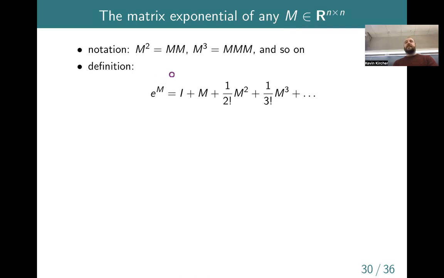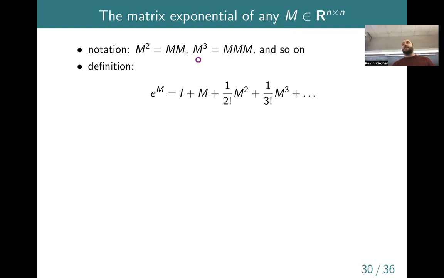Instead, we define this thing in the same way, basically, that you define the scalar exponential, essentially through a power series definition. That definition requires some notation. If we have a square matrix M, we define M squared as just M times M. M cubed is just MMM, and so on. This notation only works for square matrices, right?